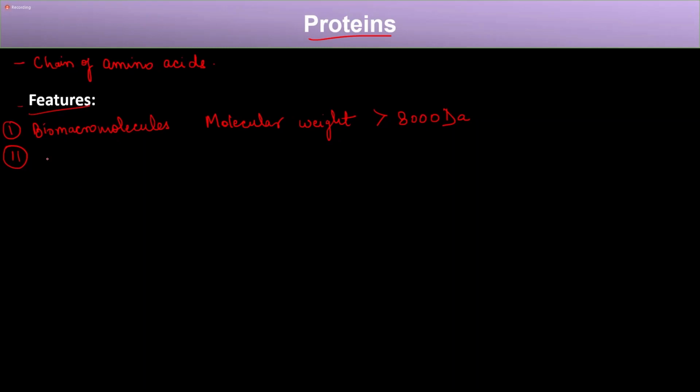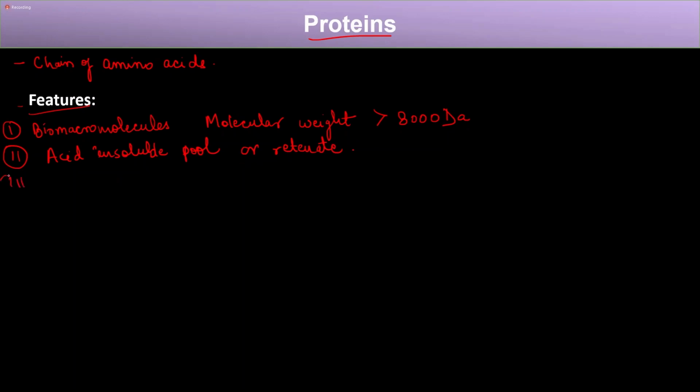So they will come in what pool? They will come in the acid insoluble pool, because they are large in size, so they will not be dissolved in the trichloroacetic acid. So they come under the acid insoluble pool. Or you can say, if you pass it through the funnel, it will be in the retentate part, right? So the proteins come under the acid insoluble pool or the retentate part.